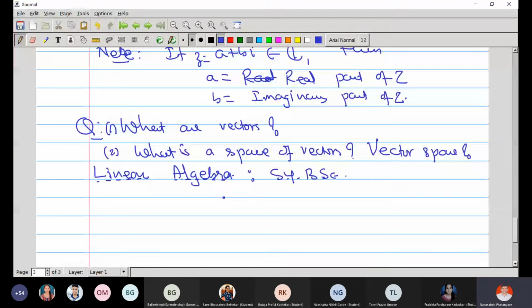Right, and while talking about functions, I talked about functions like f of x plus y is equal to f(x) plus f(y). We discussed such types of functions. Do you remember? Yes, sir, linear functions. So this function is called linear. That means things happen linearly, and vectors are something called linear objects.